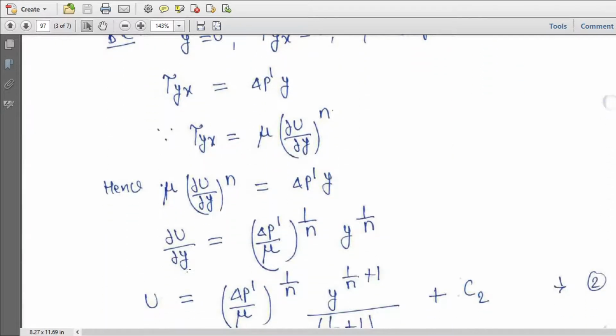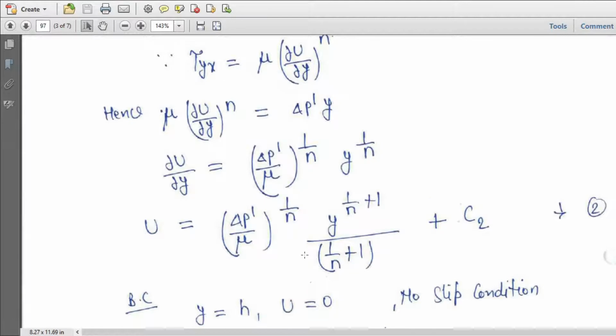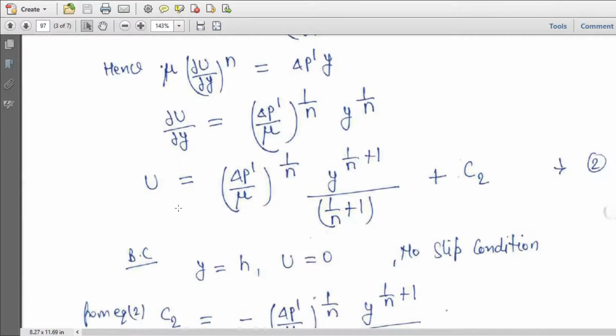We can find du/dy equal to (Δp'/μ)^(1/n) y^(1/n). So we can integrate this one. If you integrate that, you will get u = (Δp'/μ)^(1/n) y^(1/n + 1)/(1/n + 1) + constant c2.